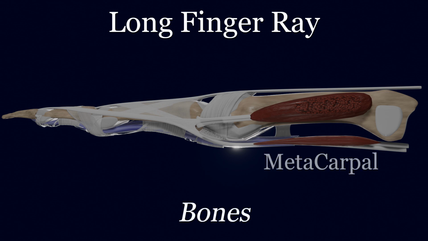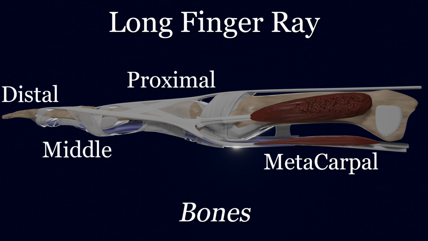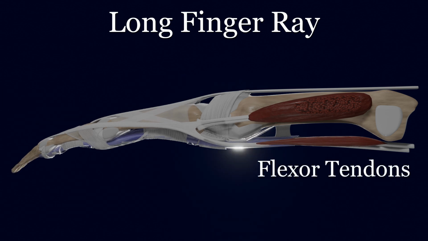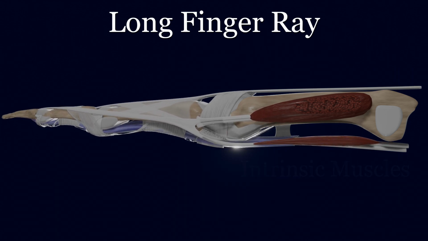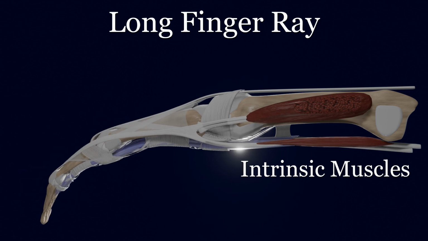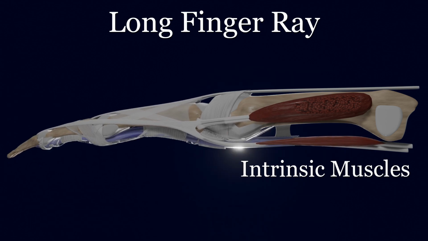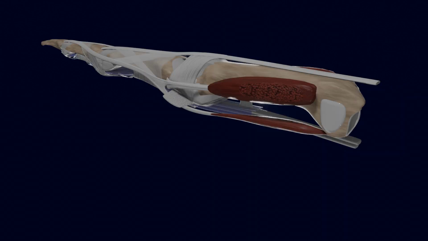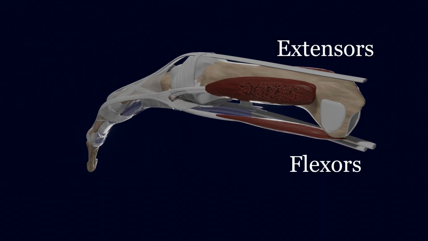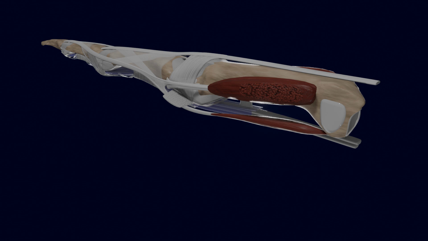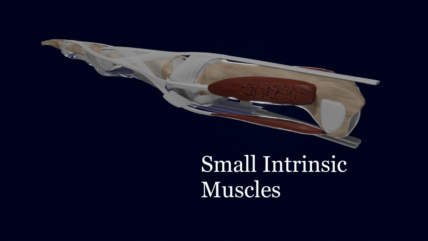This model includes the metacarpal, proximal, middle, and distal phalangeal bones. Flexor tendons bend the finger. Extensor tendons straighten the finger. Small muscles attached to the metacarpal assist these actions. Joint capsules hold the bones together. Bending of the joints is accompanied by movement in the long tendons and contraction/relaxation in the small intrinsic muscles.